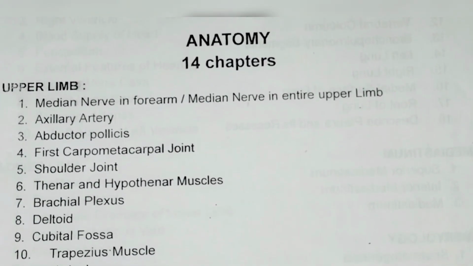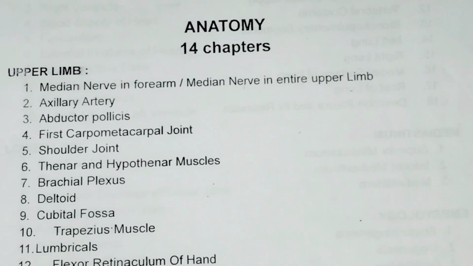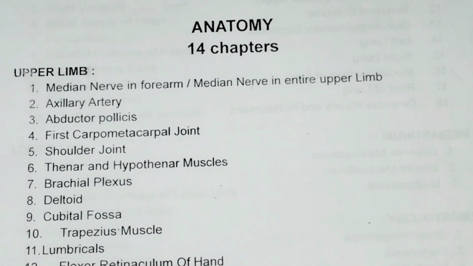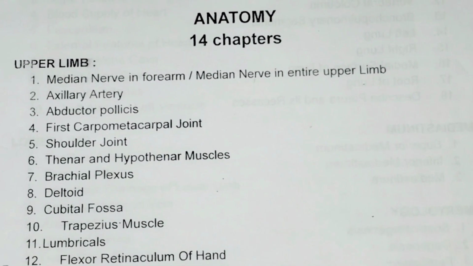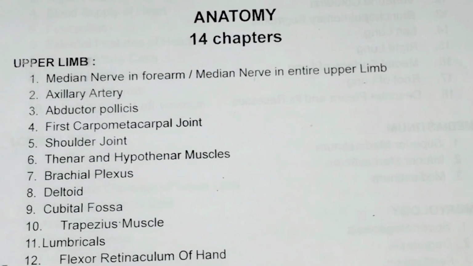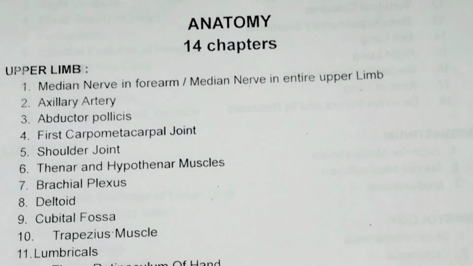Let's start with the upper limb first. The first topic in the upper limb is median nerve in the forearm or median nerve in entire upper limb. The second topic is axillary artery. The third topic, abductor pollicis. Fourth one, first carpometacarpal joint. Fifth one, shoulder joint. Sixth one, thenar and hypothenar muscles. Seventh one, brachial plexus. Eighth one, deltoid. Ninth one, cubital fossa. 10th one, trapezius muscle.